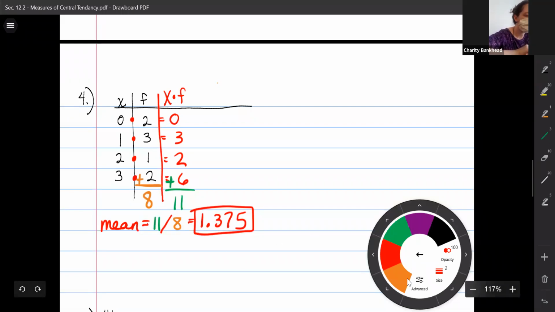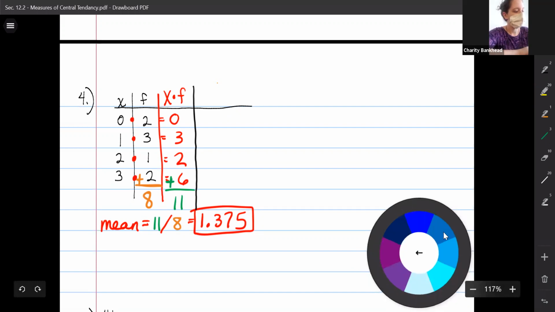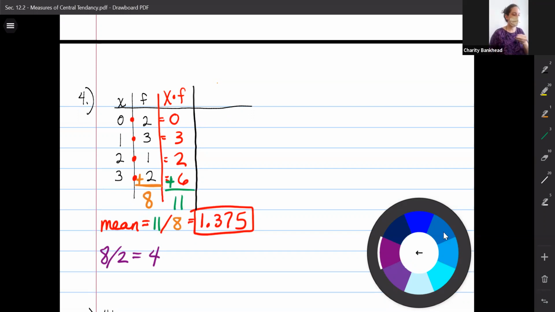Okay, so we also want to find the median. And again, I'm going to show you how you could do this even with large frequencies. All right, so we have 8 numbers in this data set. 8 divided by 2 is 4. So we know that there's an even amount of numbers in our data set. So the median is going to have to be the average of the 2 middle numbers. And there's going to be 4 numbers on either side of the median. So there's going to be 4 numbers in our data set that are smaller than the median.